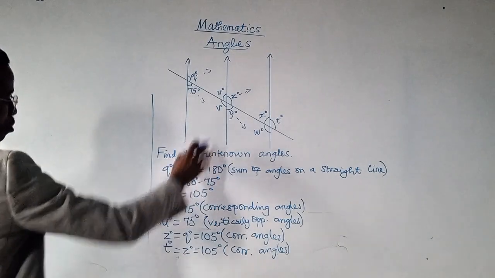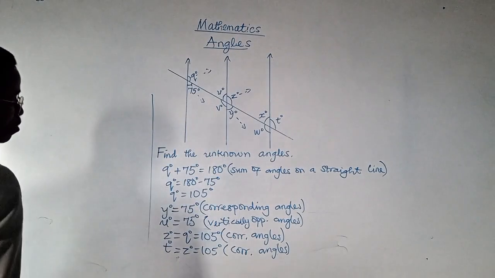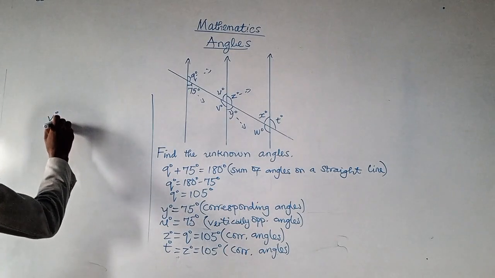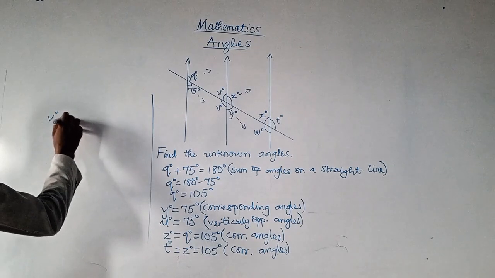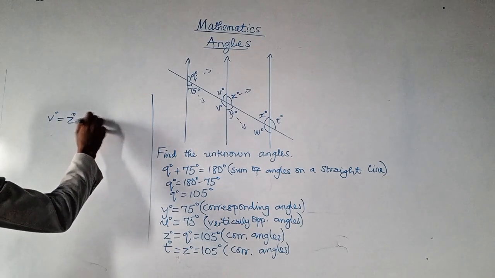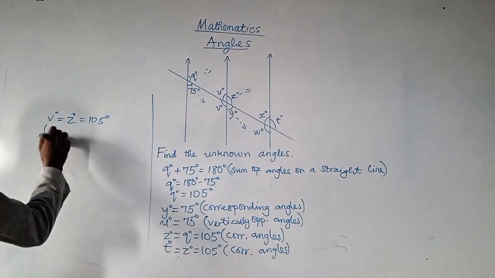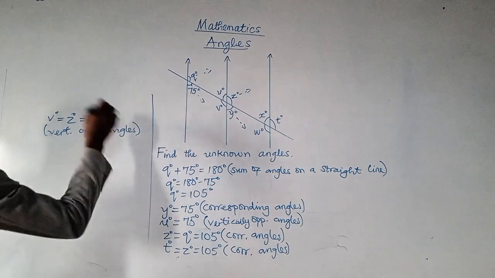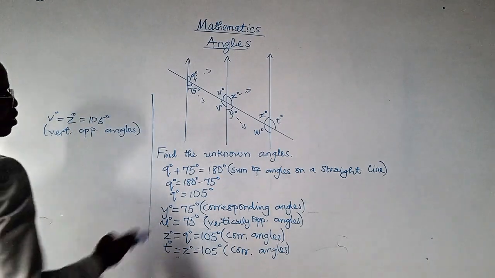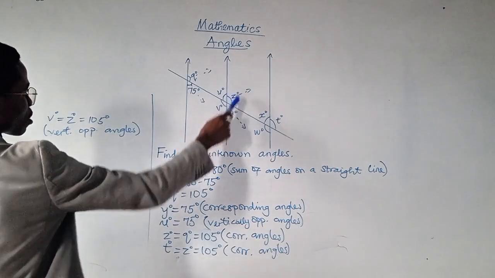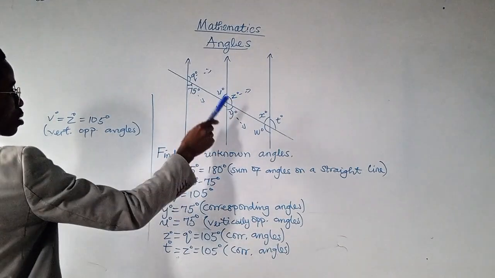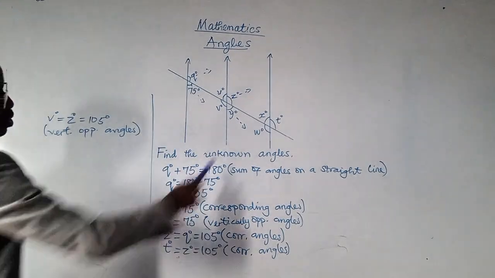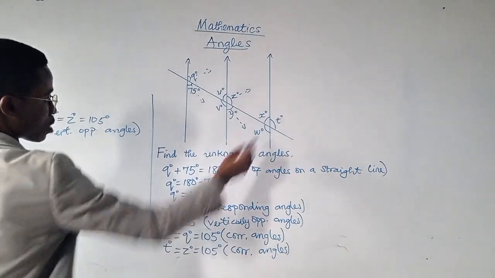Now let's solve. What other letters do we have? Let's solve V. We can say V equals Z, which equals 105 degrees. They are vertically opposite angles. And likewise, we are done with everything here solved. We found Z, Y, which is here, U, and V here. So let's come here. Over here, we've already solved T.